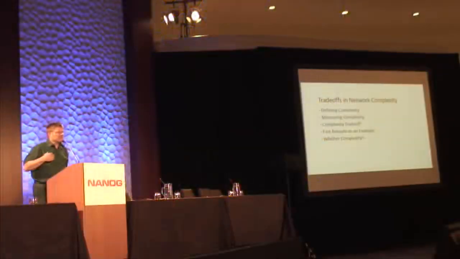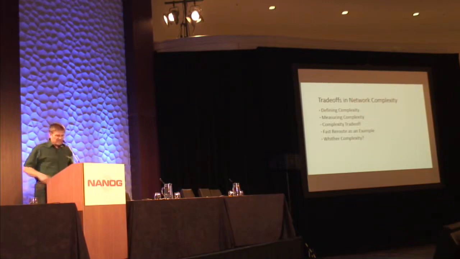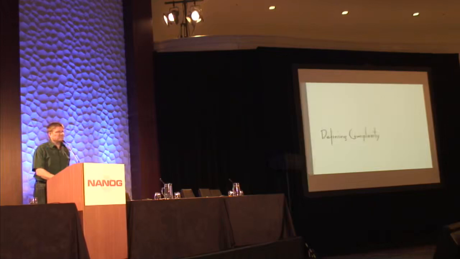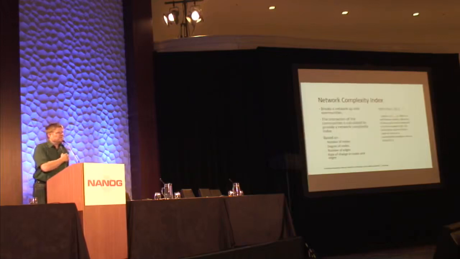We're going to talk about defining complexity, how to measure some complexity. And we're going to talk about an interesting idea that is in a draft before the Network Complexity Working Group or Research Group in IRTF, called the complexity trade-off. I think this is something we actually deal with on a daily basis. We're going to use fast reroute as an example. Given that I do a lot of work in fast reroute, I'm not saying fast reroute's a bad thing. I'm just saying this is an example of understanding complexity trade-offs, and then we'll talk about wither complexity a little bit. So what is network complexity?